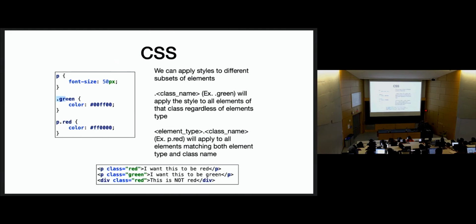If we want a class name to span across multiple element types, just leave off the element type. .green says every element with a class of green, regardless of what type of element, should have green text. So this is going to be green, even though we never said p.green should be green text.